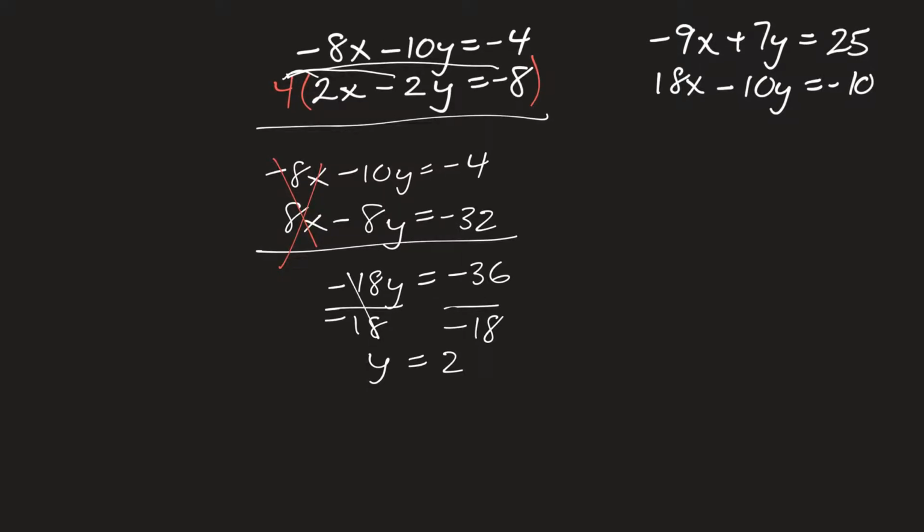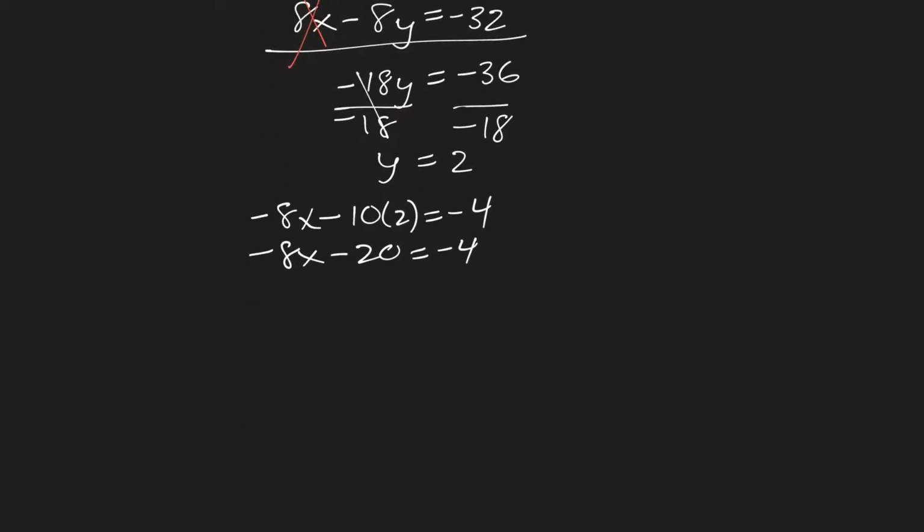We have negative 8x. I'm looking at this right here, looking at this whole thing right here. I'm going to write it down, except for y is going to be 2. So negative 8x minus 10 times 2 equals negative 4. And so that's negative 8x, that's minus 20 equals negative 4.